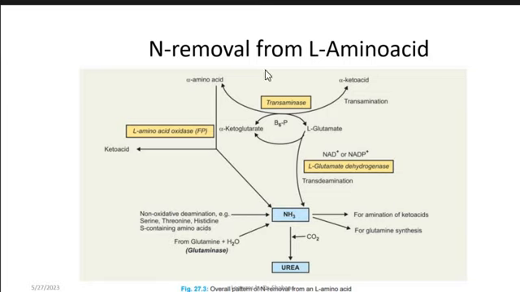This is all about the first lecture of the metabolism of amino acids.